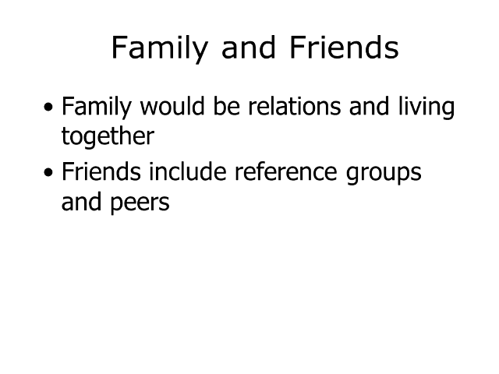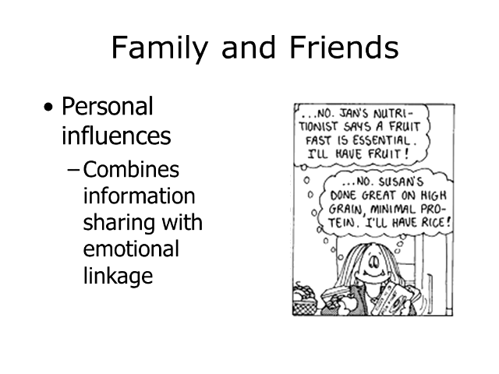The final factor is family and friends. Family would be your relatives and the people living together in your household. This factor combines the information sharing of reference groups with emotional linkage. For example, 80% of sons vote like their father. The majority of women in their 20s purchase the same feminine products as their mother.